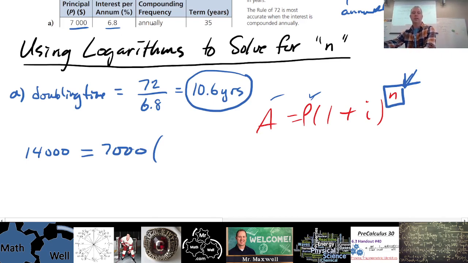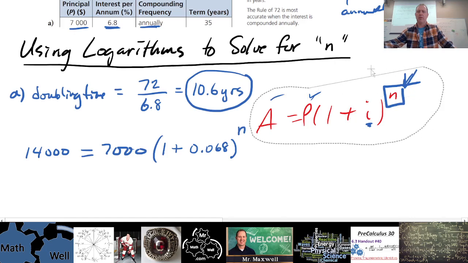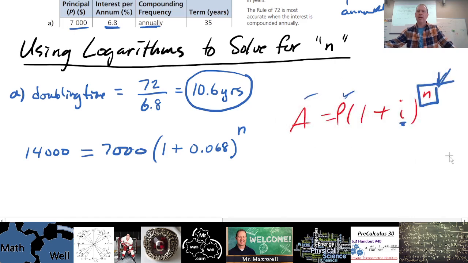This one is compounded annually, so that's great. This little i would be the percentage per compounding period, which is the same as this percent. So 1 plus the decimal form of this percent divided by 1, so 0.068, to the power of n. So n is what we need to solve for here. Up to this point, I don't think you've done an example or a question like that. Nobody's run into this, right? And if you have, I think the only thing you can do is guess and check to the nearest decimal place what n might be.